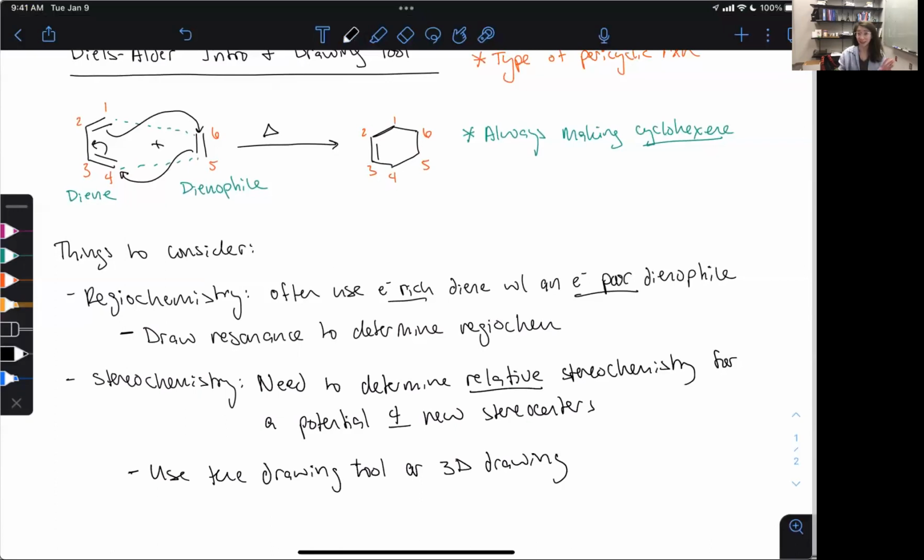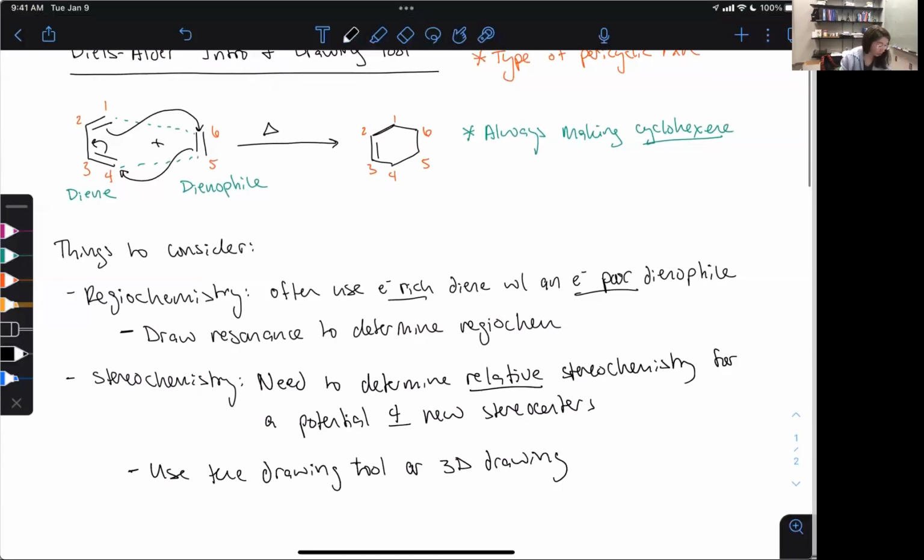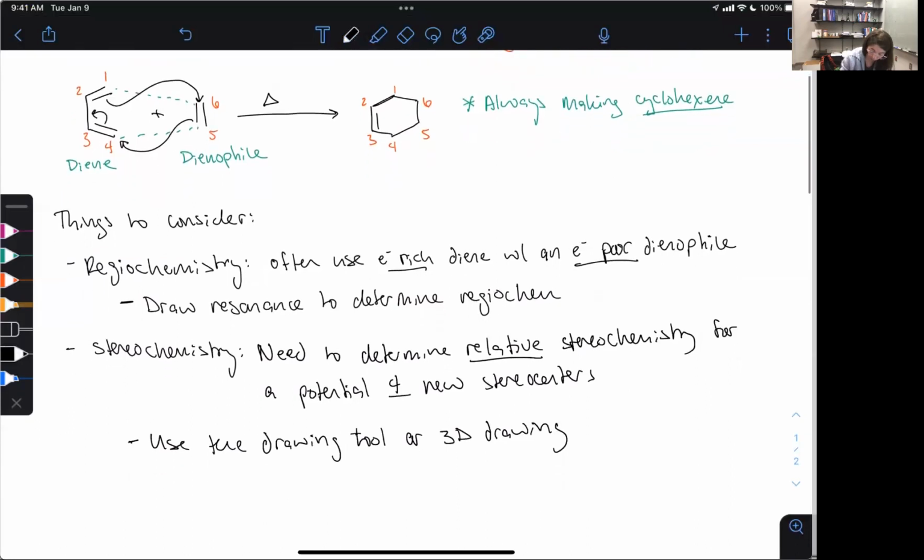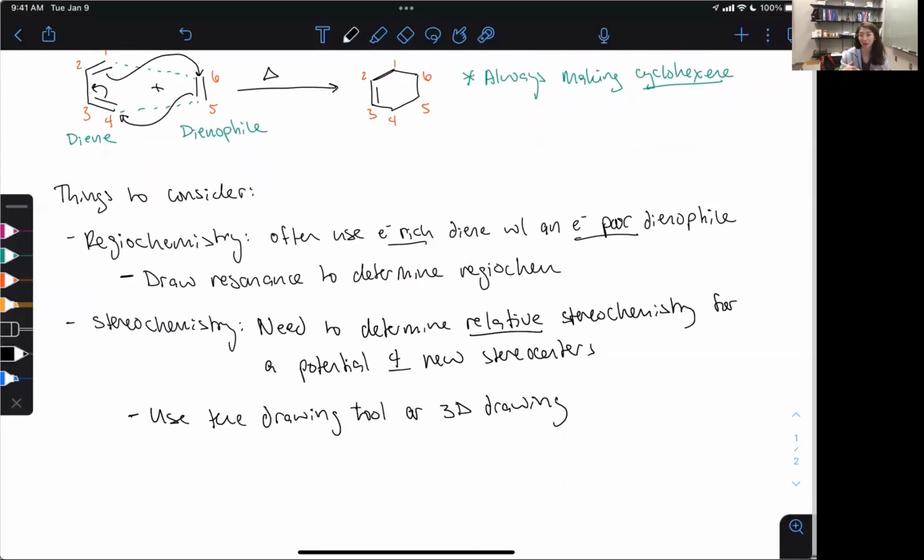When I was an undergrad, I did not understand Diels Alder, but when I went to grad school and saw it taught to me using the 3D drawings, then it all clicked. So that's why I do that, just in case you need something else. But the drawing tool is also fantastic, and a lot faster than the 3D drawing, I will say. Okay, so we're gonna think about these 2 things.